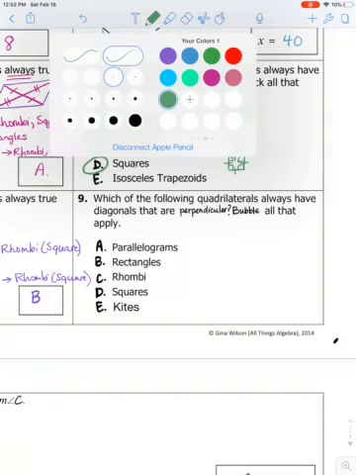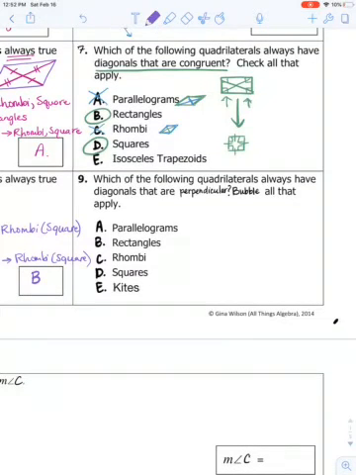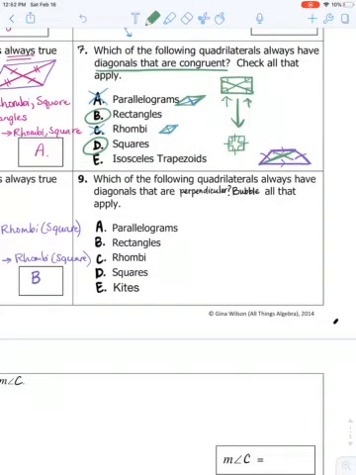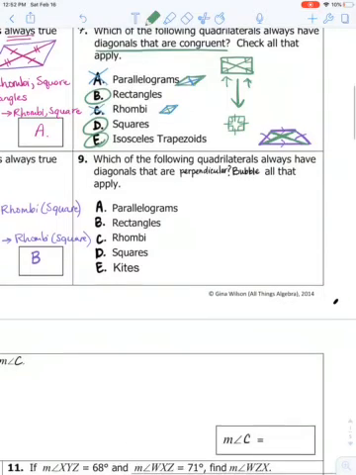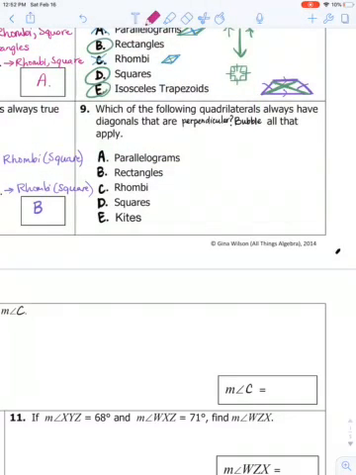And then a lot of people forgot about this last one, isosceles trapezoid, which I did give partial credit for this problem. So if you bubbled B and D, you got most of the points, but you were missing the isosceles trapezoid. In an isosceles trapezoid, because these legs are congruent, that means my diagonals from here to here and here to here are congruent. Okay, so you just need to know isosceles trapezoids have congruent diagonals. Cool, cool. Okay. Last but not least, which quadrilaterals always have diagonals that are perpendicular.